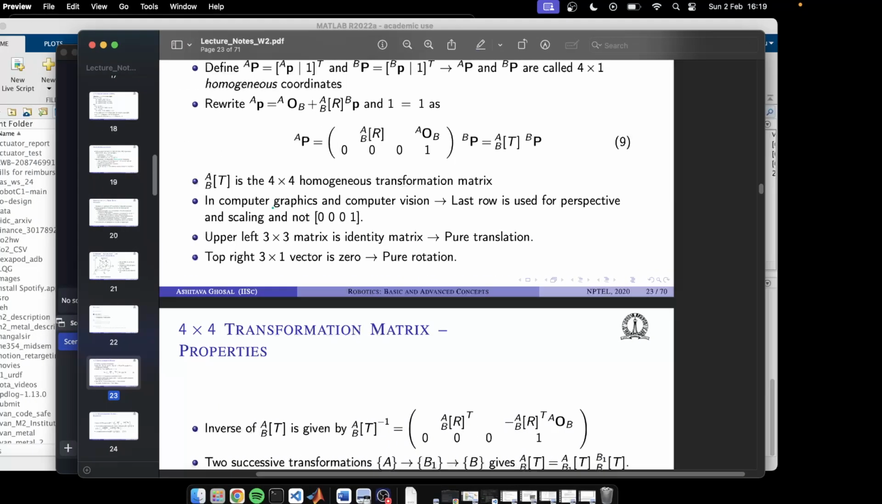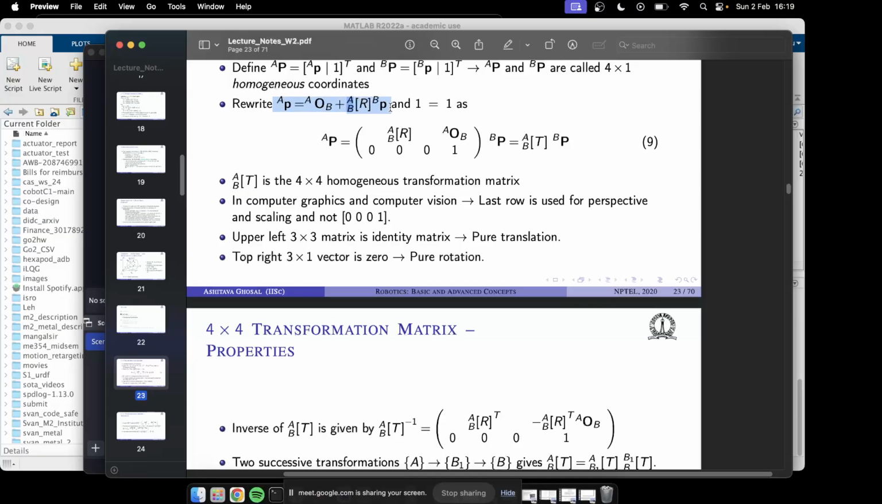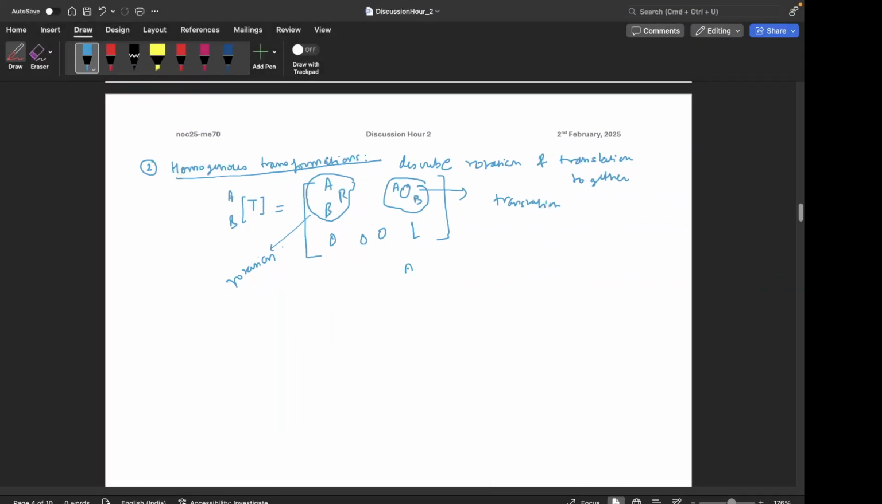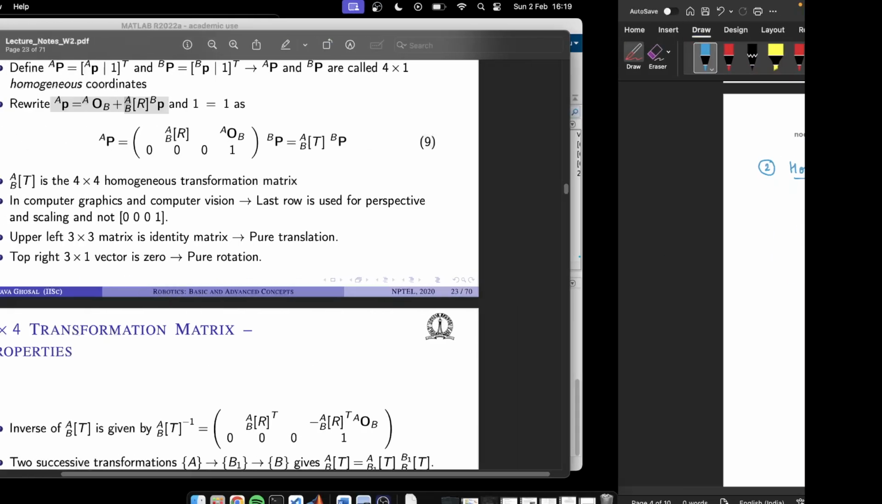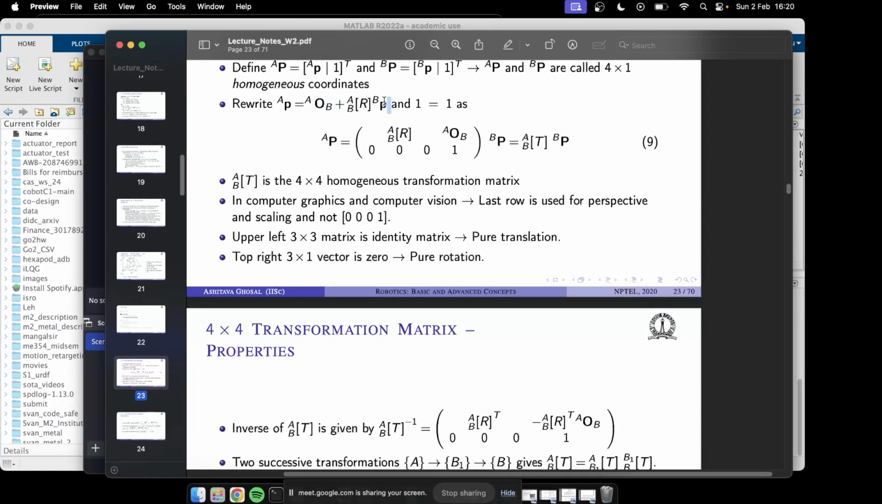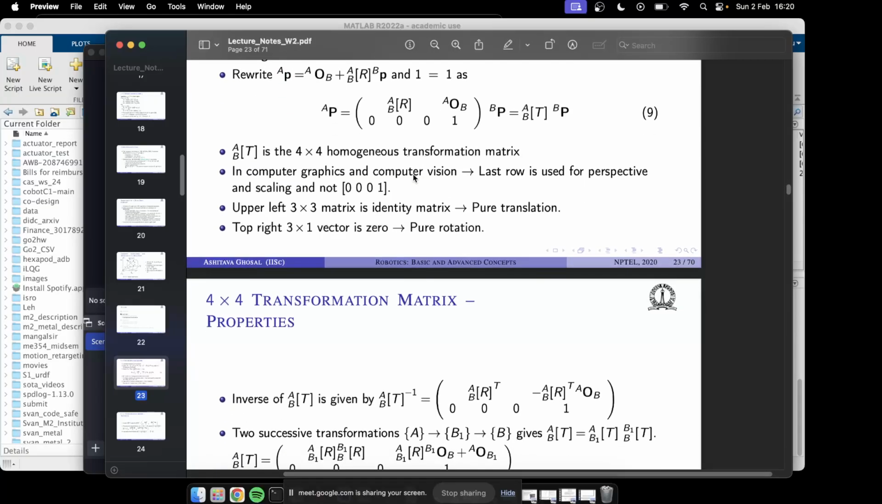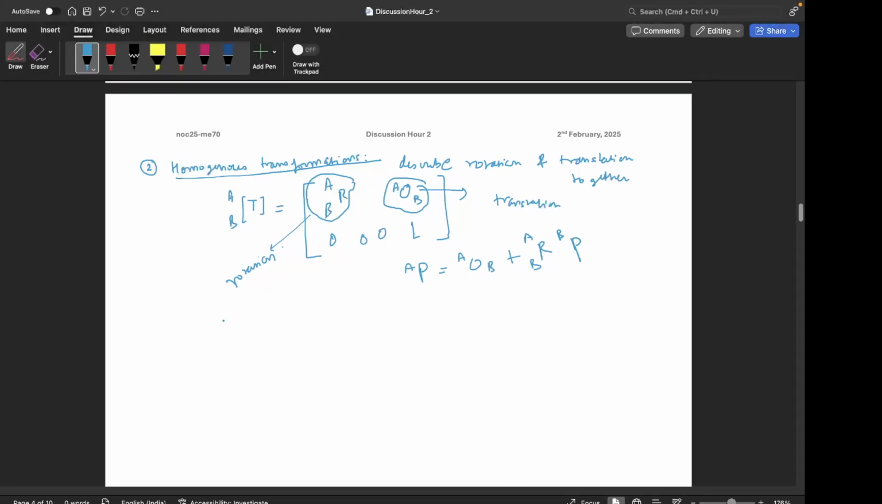And what we write is basically this expression: PA is OB plus R_AB times PB. Okay, that is a point PB. We first rotate it into frame A, then we translate it to get the description of point P in frame A, right?